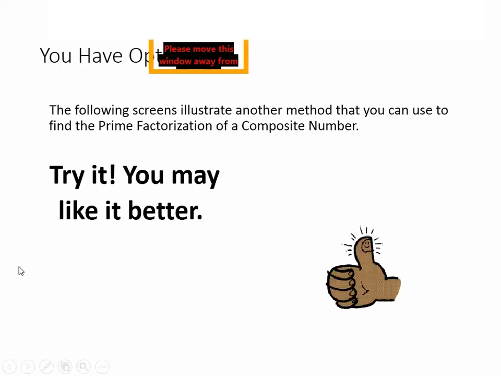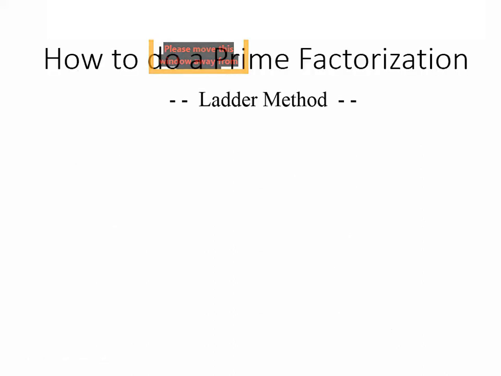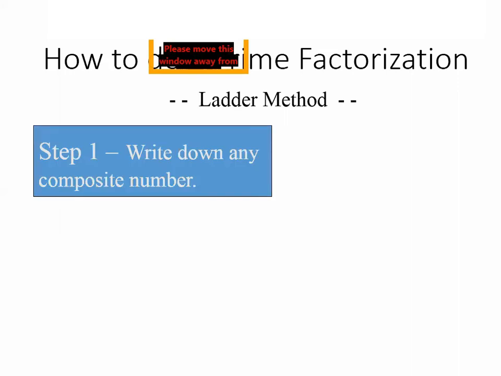Now you have an option. The following screen illustrates another method that you can use to find the prime factorization of a composite number. So we will find the prime factorization of the composite number with the ladder method. The previous method is the factor tree, and now we have the prime factorization with the help of the ladder method. Okay, this is very important for you because this method is also present in your book. So write down a composite number, a very simple way, because we are finding the prime factorization of a composite number.